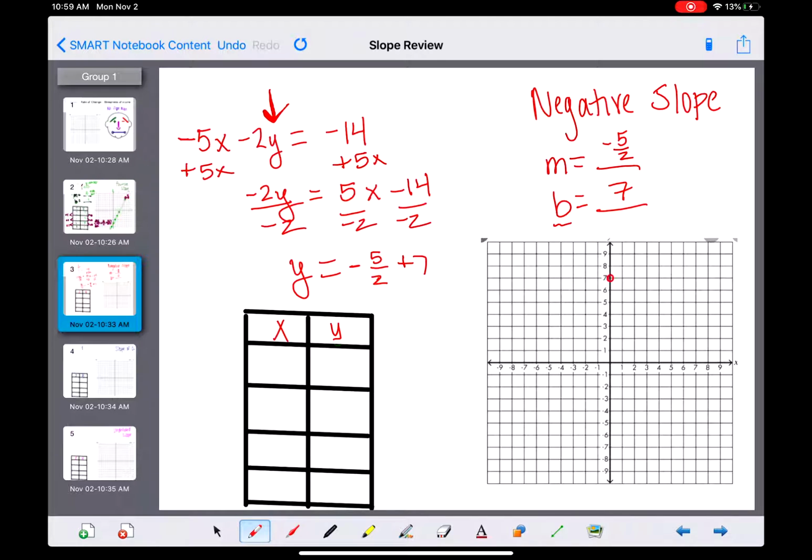This time I'm going to begin at 7. And then my movement is down 5 spaces, 1, 2, 3, 4, 5, to the right 2. Down 5, right 2. Down 5, right 2. Once again, we can do our bike test. If I draw my bike, now when it travels, it is going downhill, so I know I've created a negative slope.